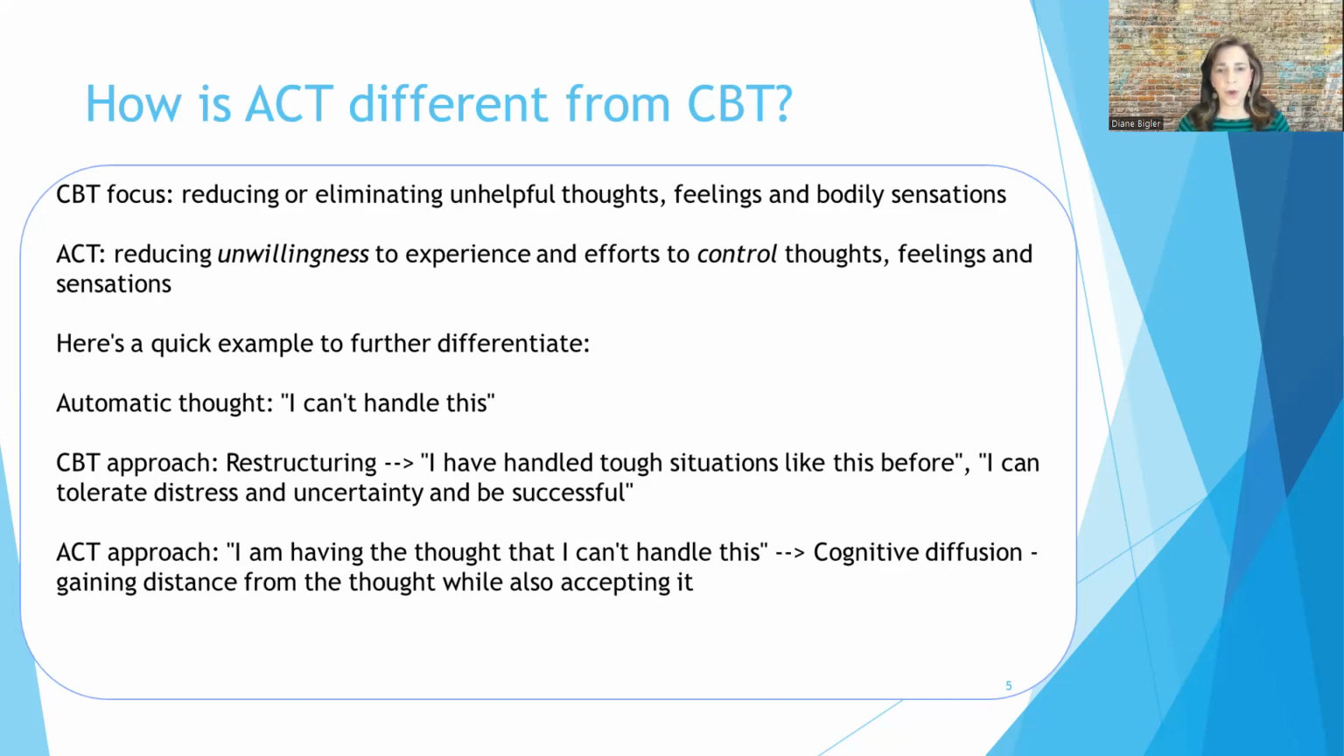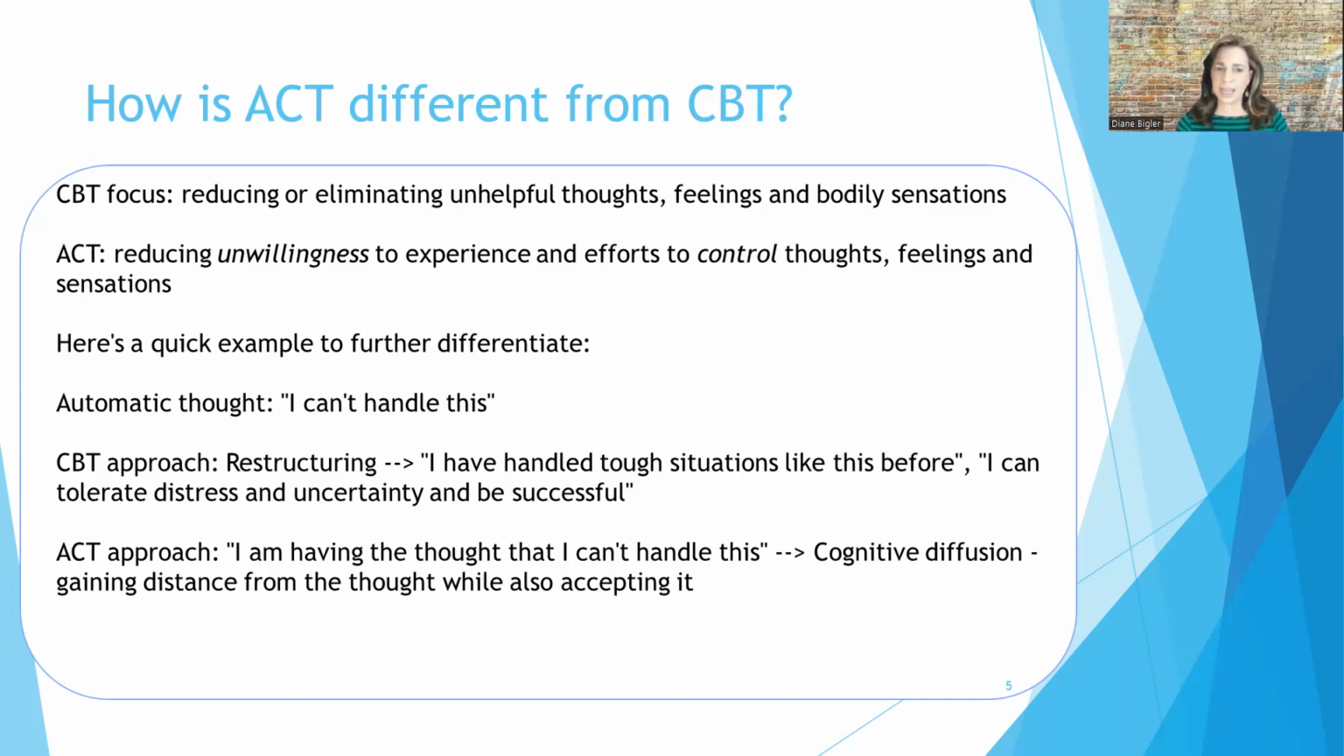Let's say that somebody's automatic thought, such as Susan's in the video, is "I can't handle this." The CBT approach would be the cognitive restructuring, right? So the therapist would really help the client, and this could take several sessions, to identify a new, more helpful thought, such as "I've handled tough situations like this before," or "I can tolerate distress and uncertainty and be successful." And in CBT, we would go through a process of really helping the client reorient themselves to this new thought and have them evaluate how much that is successful in mitigating some of their depression or anxiety.